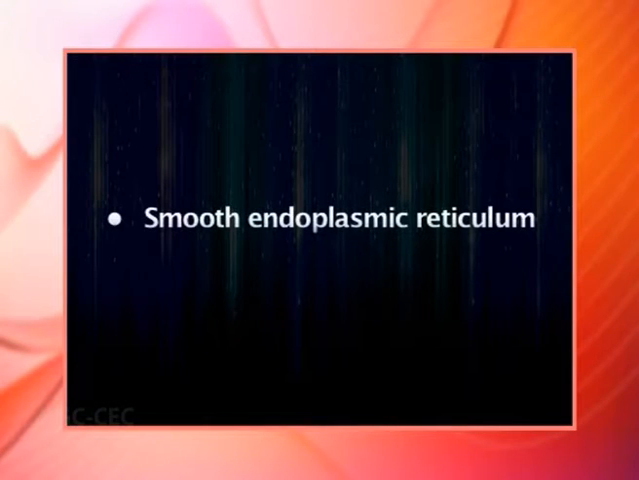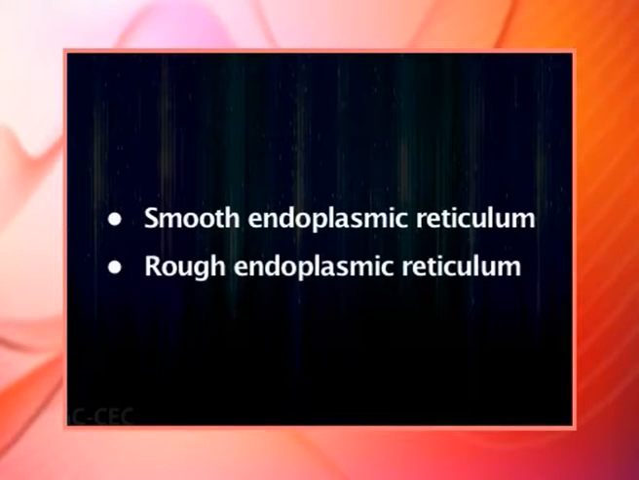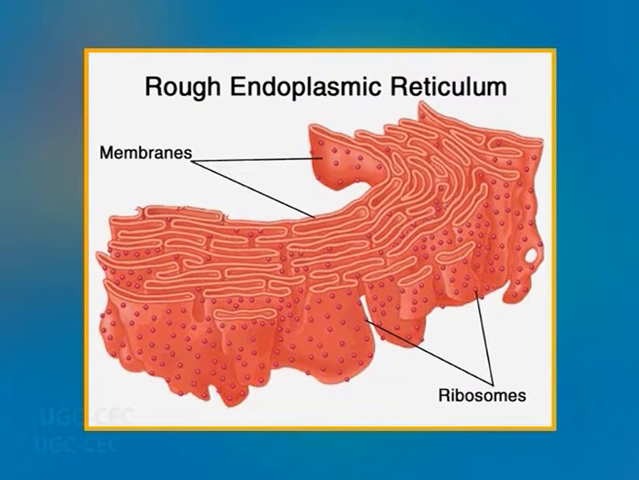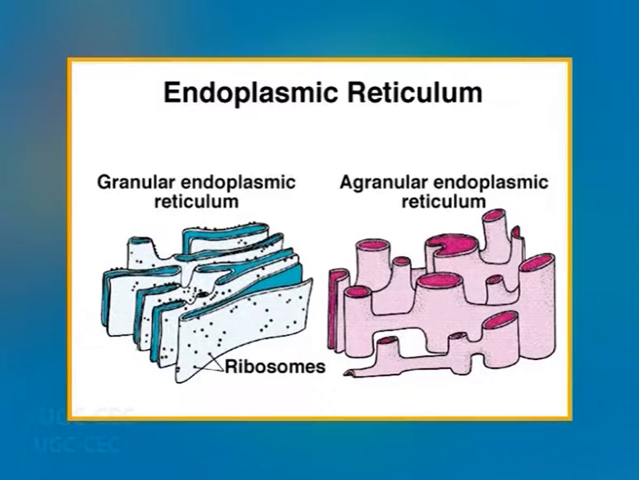There are two types of endoplasmic reticulum: smooth and rough endoplasmic reticulum. Smooth ER gets its name from its smooth folded surface, while rough endoplasmic reticulum gets its name because its surface is studded with ribosomes, making it appear bumpy. Smooth and rough ER are often attached to each other but can be distinguished by shape. Smooth ER is tubular while rough ER is flatter.